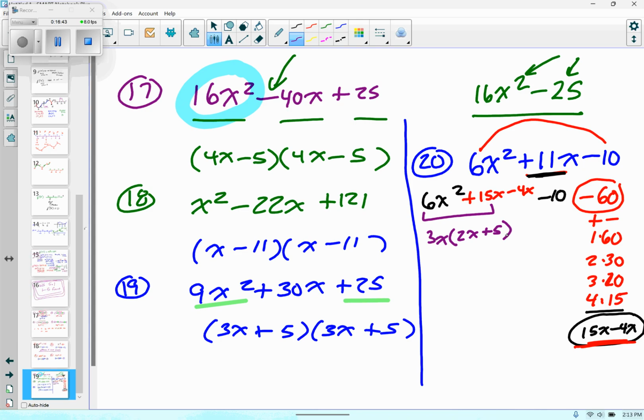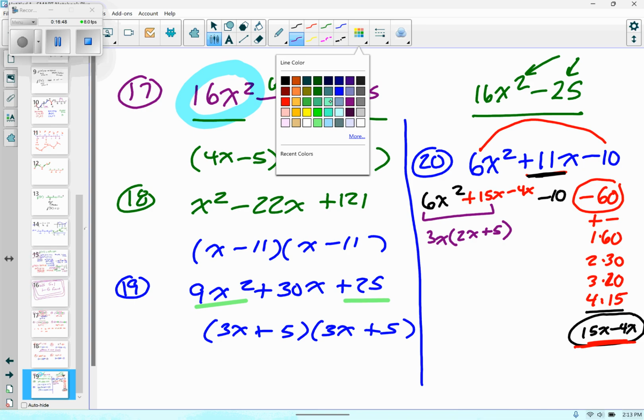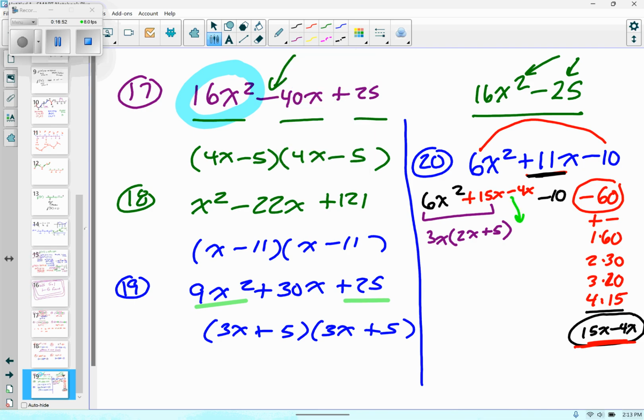Agree? What does the middle sign always do? Comes down. Very good. So that middle sign is going to come down. What do I have in common between 4 and 10? What's the number that goes into both? 2. So a negative 2 is coming out. The signs are going to switch.